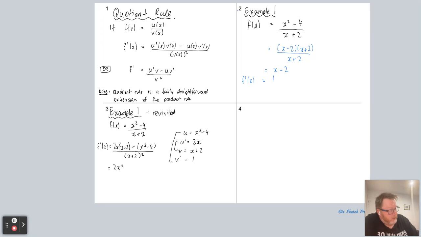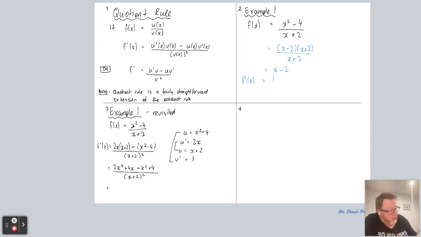So it's going to be 2x squared plus 4x. So that's this bit expanded. And then we've got x squared minus 4, which has got a minus at the outside of it. So that's just going to be minus x squared plus 4, all over x plus 2 all squared. Okay, now I'm going to simplify that.